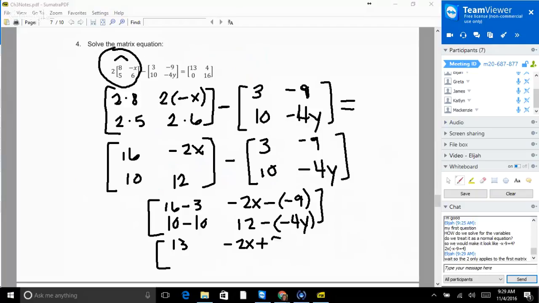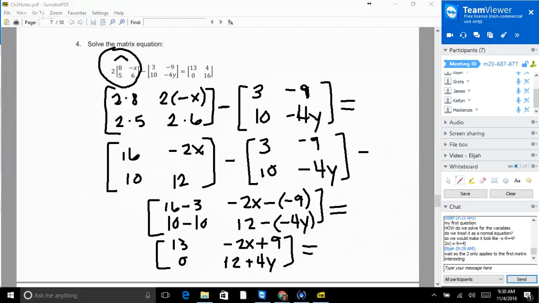Yes, the 2 only applies to the first matrix. Good question, Elijah. 10 minus 10 is 0, and 12 plus 4y. Okay. So now I didn't bring my equals all the way down because you would have to painfully watch me rewrite it. But remember our equals up at the top goes all the way down here.